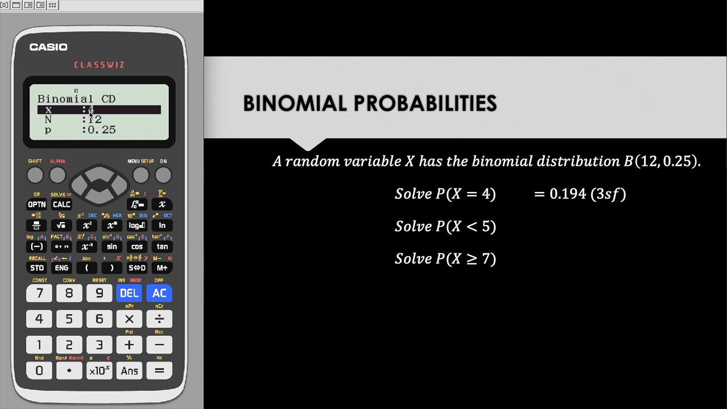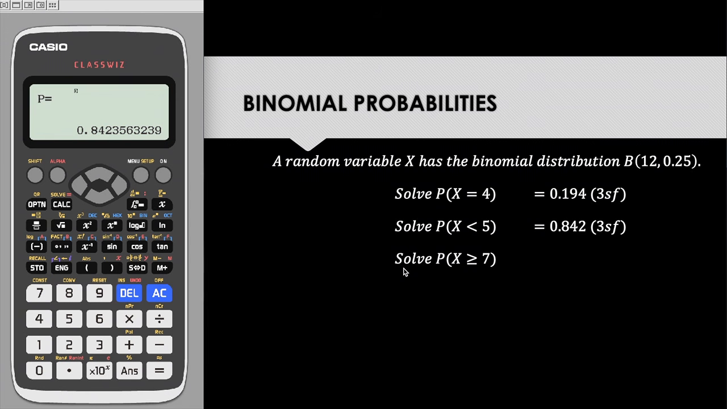Now this is in the form of X is less than 5. Now that is the same as saying the probability that X is less than or equal to 4, because you're saying any value smaller than 5. So that's 0, 1, 2, 3, 4. So we're going to put an X value of 4, number of trials is still going to be 12, and the probability of success is 0.25. So I have already worked this out, and I got an answer of 0.842 to 3 significant figures. If I select equals on my calculator, that is the answer I get.